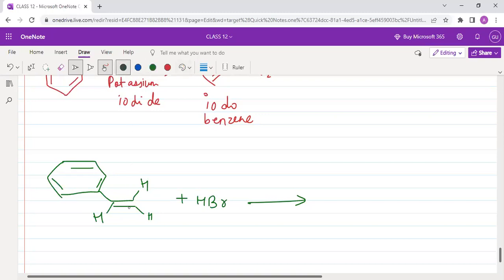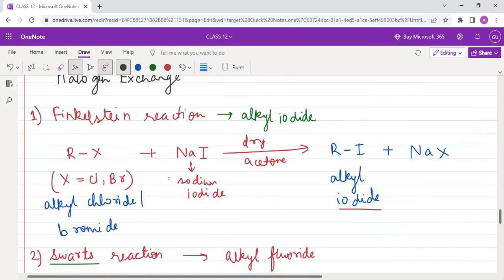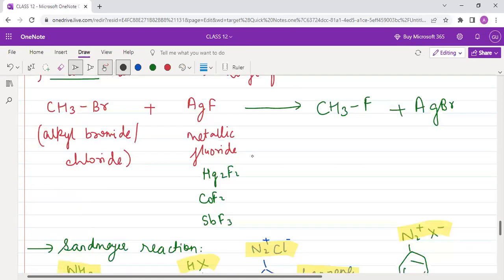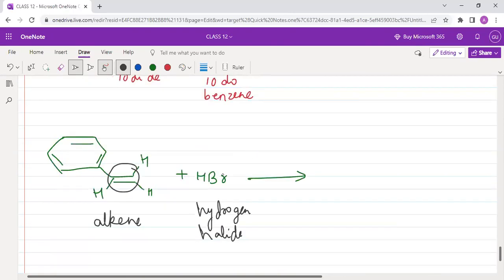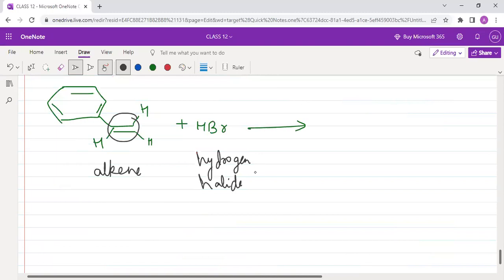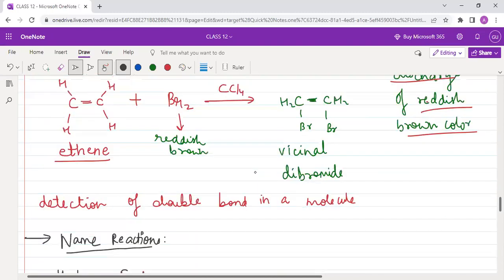Can you see we have alkene here? Yes. And here we have hydrogen halide, right? Is it Finkelstein rule? No. In Finkelstein, we had sodium iodide and acetone. Here we have alkene, along with it hydrogen halide is present.